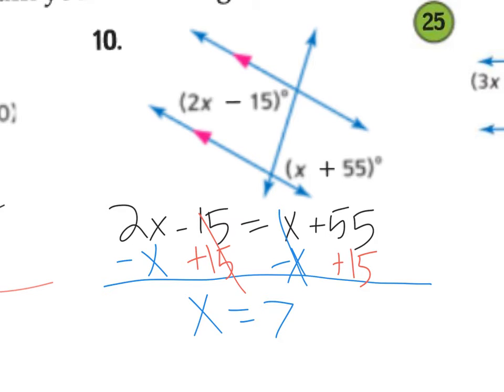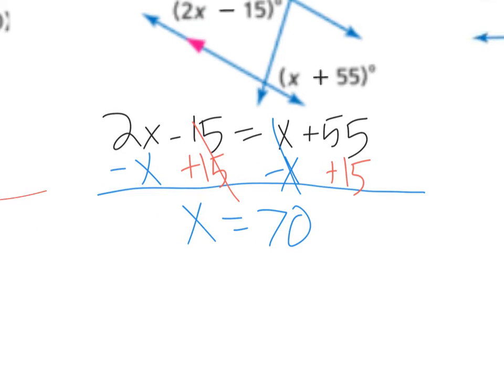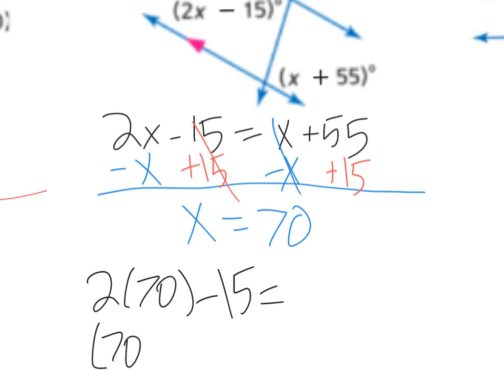So if x equals 70, then what are my angle measures? They should be the same thing. So, just to be thorough, I'll plug them into both of them. I'll do 2 times 70 minus 15 equals, and then I'll also do 70 plus 55 equals. So 2 times 70, that's going to be 140. 140 minus 15, that's going to be 125.